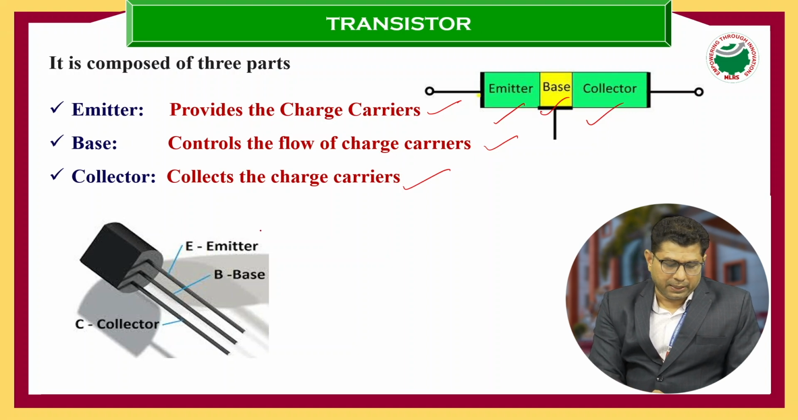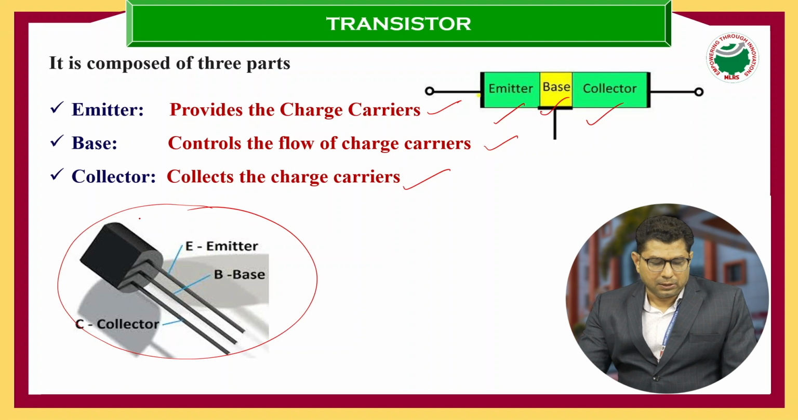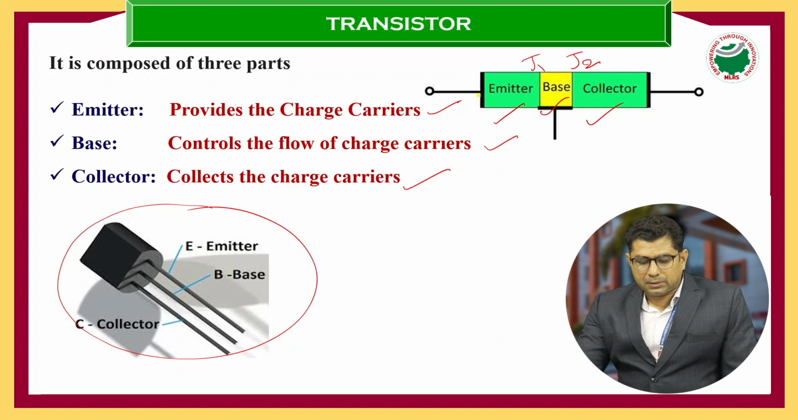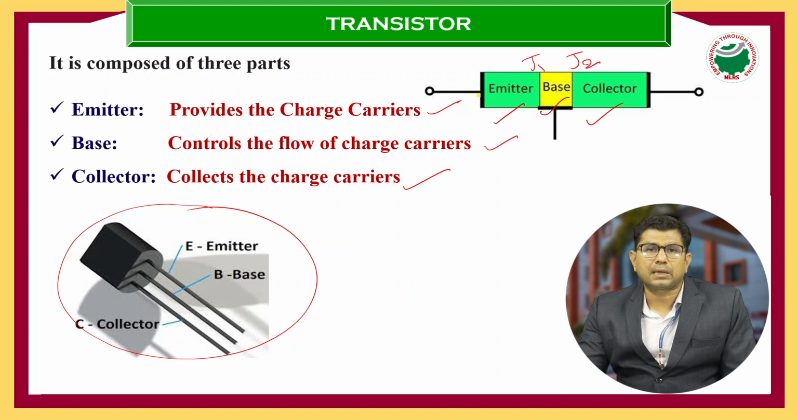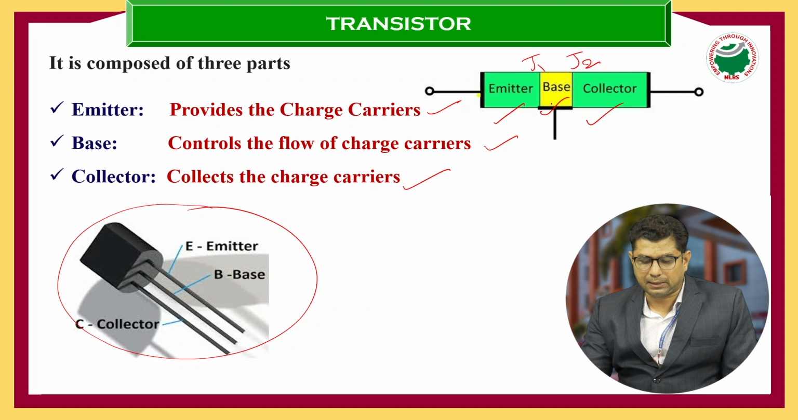Here you can observe the real transistor that we use. Basically, the transistor consists of two junctions. This is junction 1 and this one is junction 2. The junction between emitter and base is called junction 1, also known as the emitter base junction. The junction between base and collector is the second junction, also known as the collector base junction.